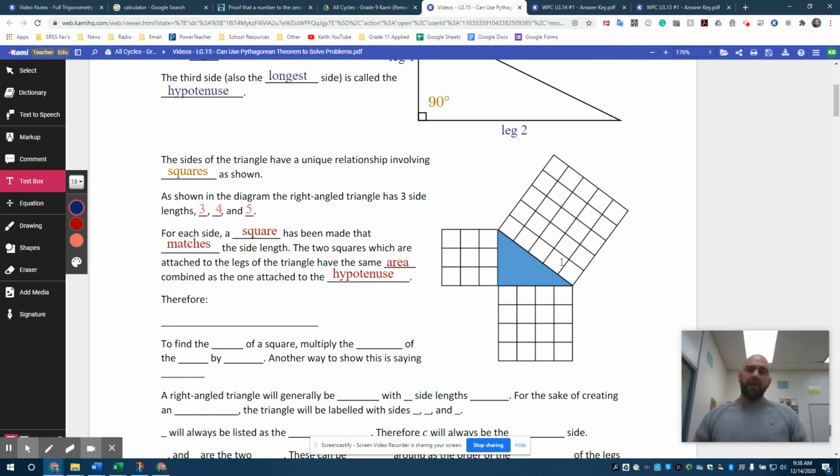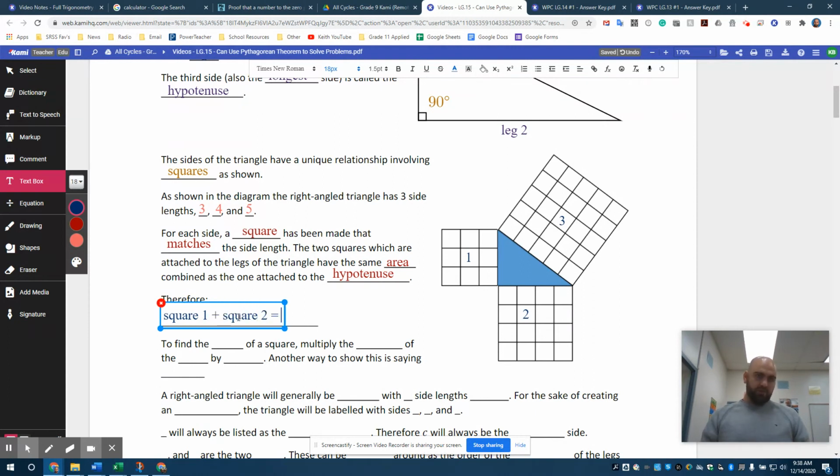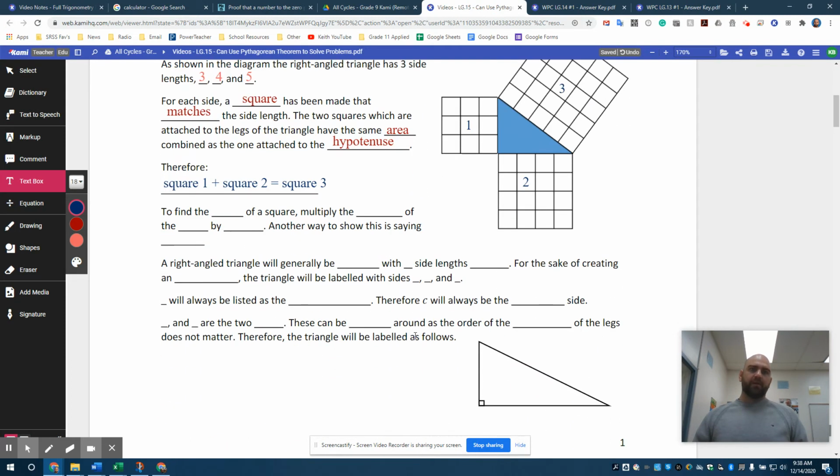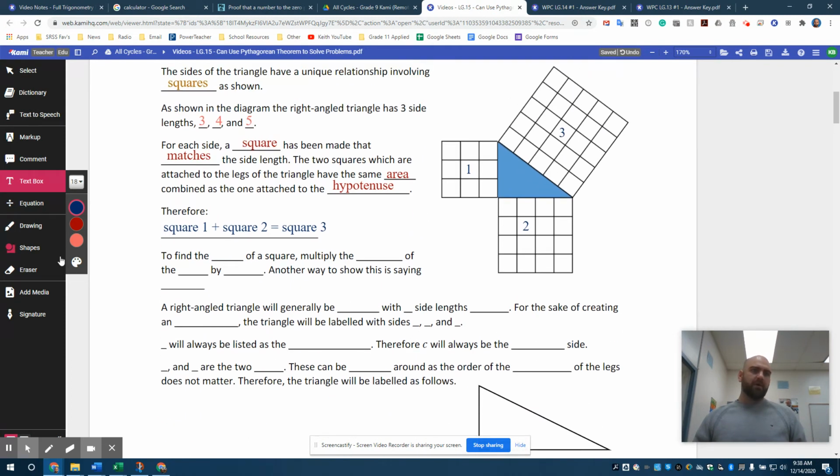So we could think of this. I'm going to call this 1. This one will be 2, going from our legs. And this one I'll give the title 3. So square 1, square 2, and square 3. And if we look at that, square 1 plus square 2 equals square 3. So the areas of these two add up to the third one. And we'll keep that on there as we keep on going.